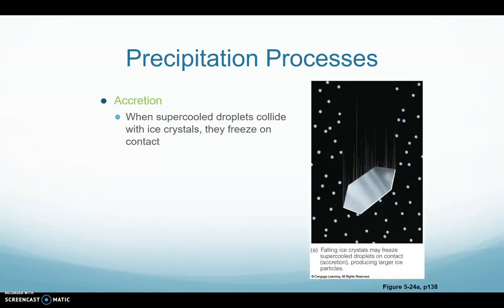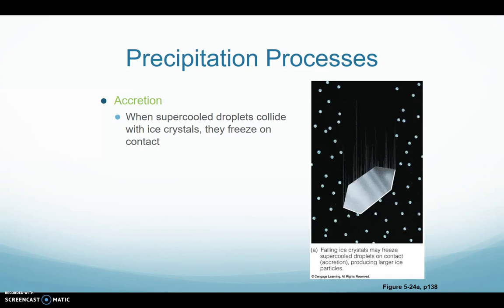Then, when the crystal is large enough, gravity takes over and starts to pull it downwards. As it hits more droplets, the droplets will impact the surface of the crystal and freeze onto it, causing the crystal to grow even larger. This is a process called accretion.